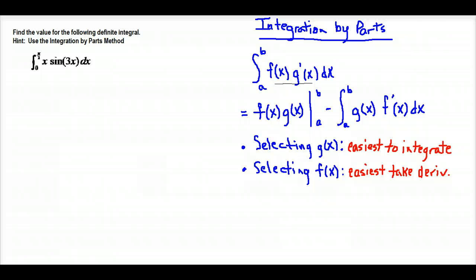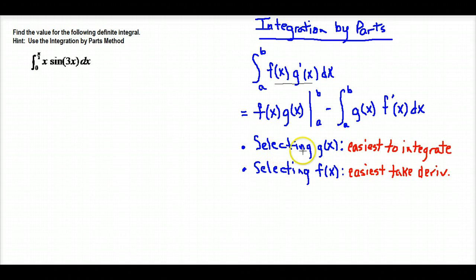Looking at integration by parts here, the function that we are going to integrate is really a product of two functions, where we have a function f of x and a function g prime of x. We just saw how that comes from the product rule. In order to select this, we need to select the function f of x and the function g of x.